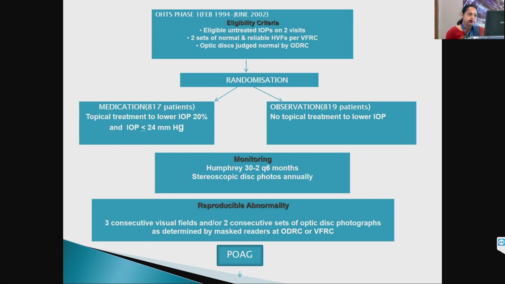Patients were randomized to a medication group, and IOP was lowered by 20% and to equal or less than 24 millimeter. Patients were treated with anti-glaucoma medications according to the clinician's preference. In the observation group, no treatment was given, and the patients were monitored with 6 monthly visual fields and annual optic disc photos. Reproducible abnormalities were noted when there were 3 consecutive visual field abnormalities and or 2 consecutive sets of optic disc photograph abnormality.